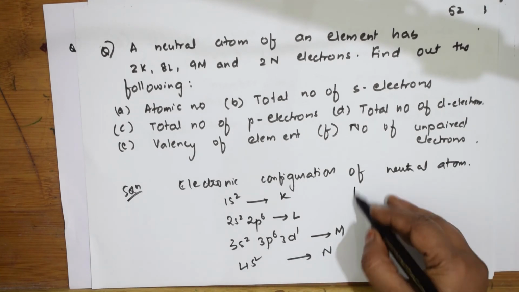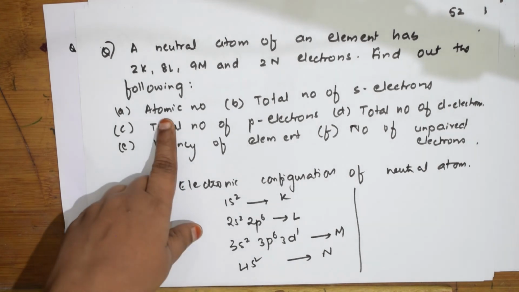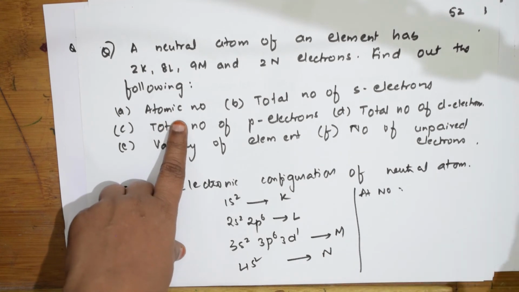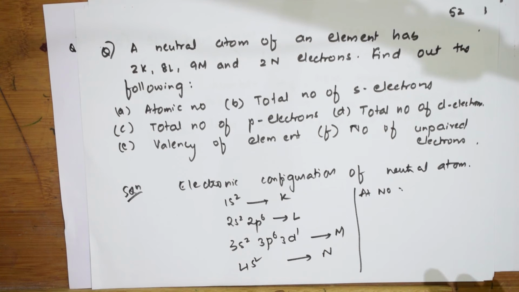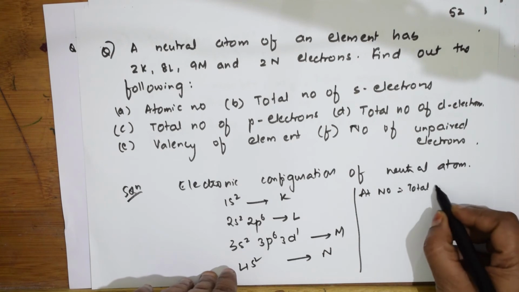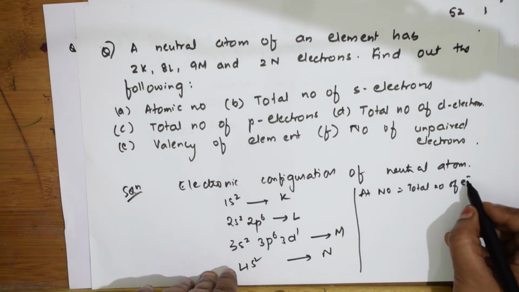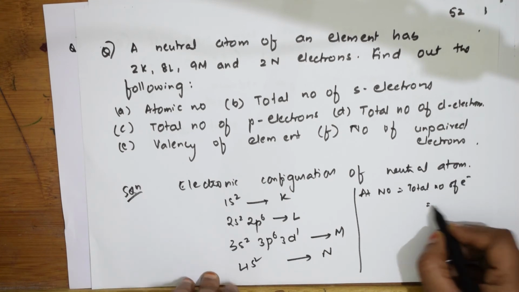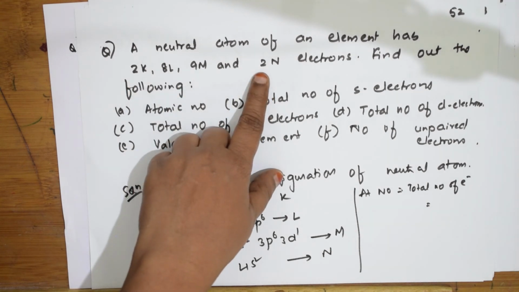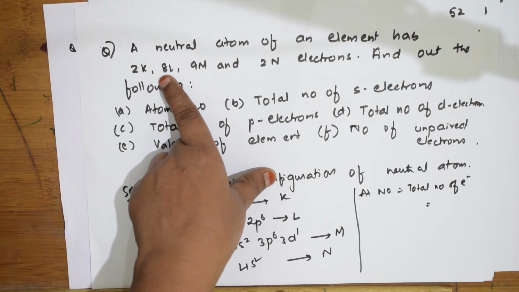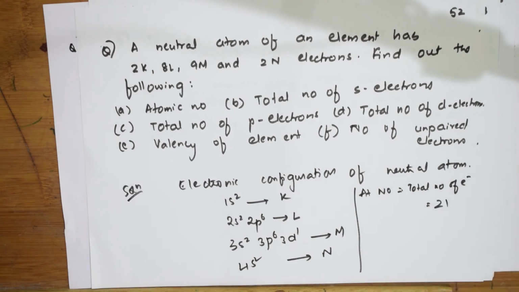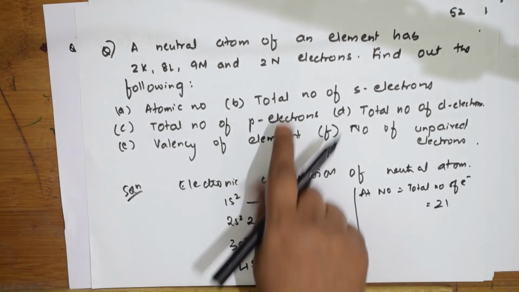Here, first of all I need the atomic number. What is atomic number? It is the total number of electrons in the neutral atom. Earlier I told you to take protons, but here this is a neutral atom, so not a problem. You can write the total number of electrons. How many electrons are there in total? Just count: 13 plus 8, 21. So 21 electrons.